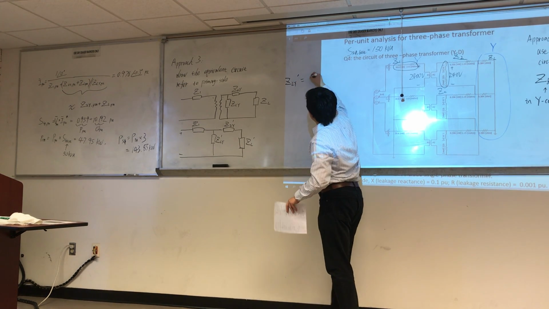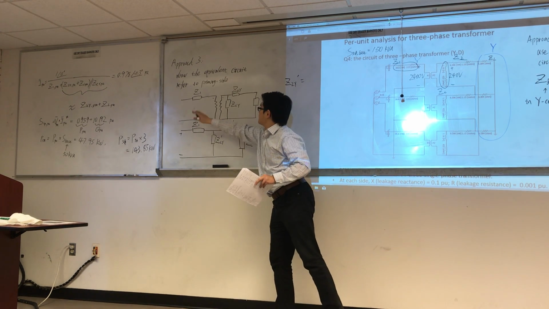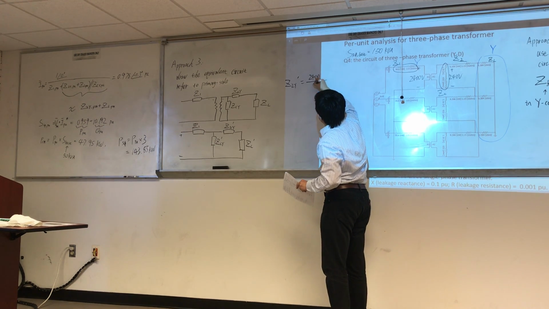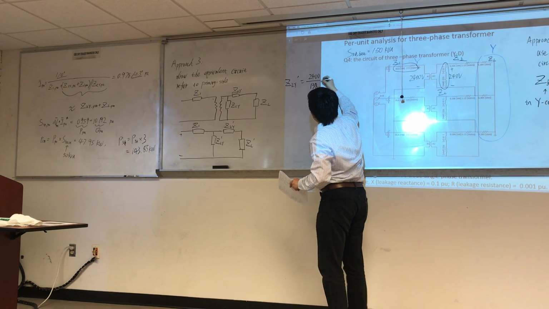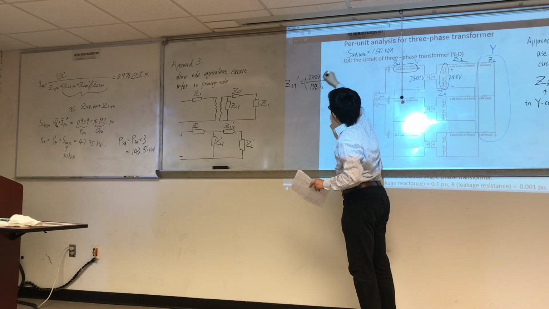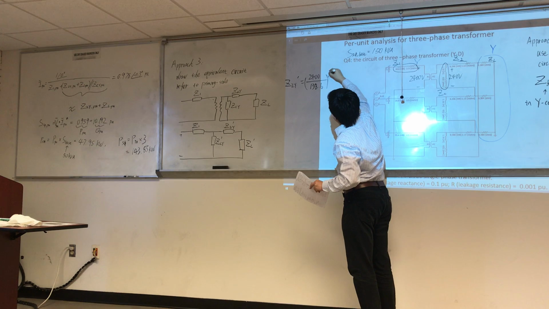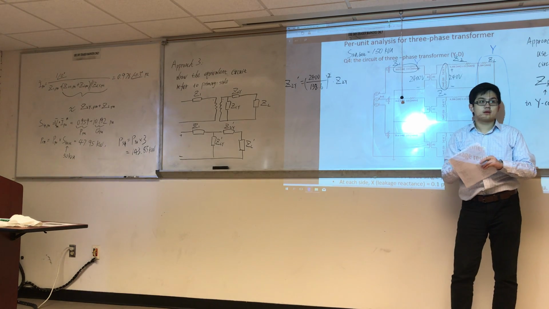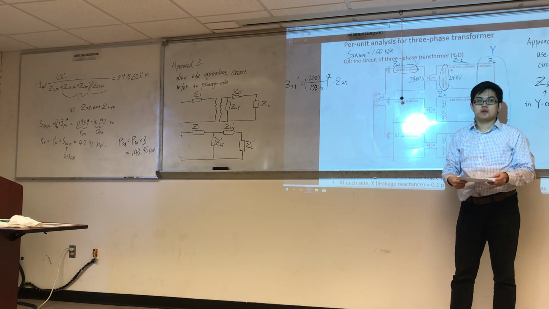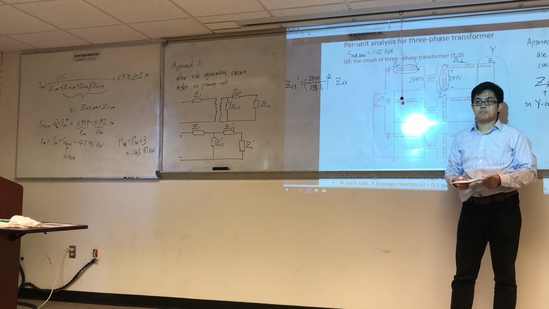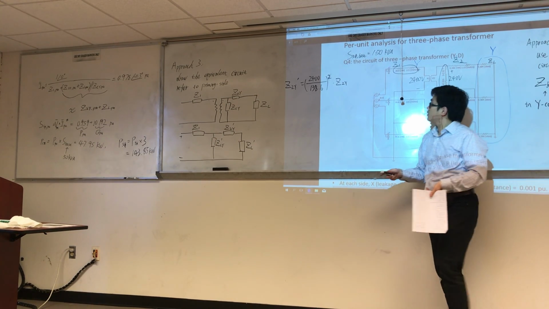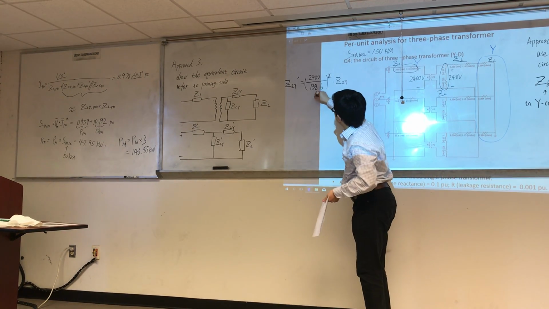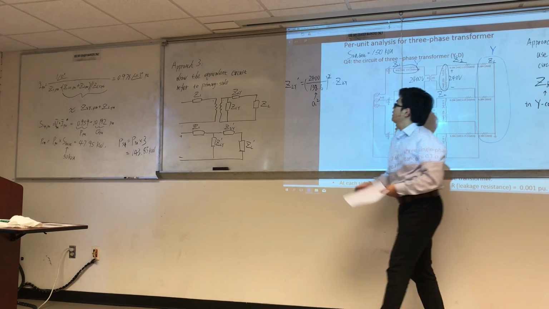Z2Y prime equals, this side is larger, so 2400 divided by 138.6. This is the voltage ratio. Here is a square, times Z2Y. You guys can understand this, right? This is a voltage ratio, and it is squared. Okay.